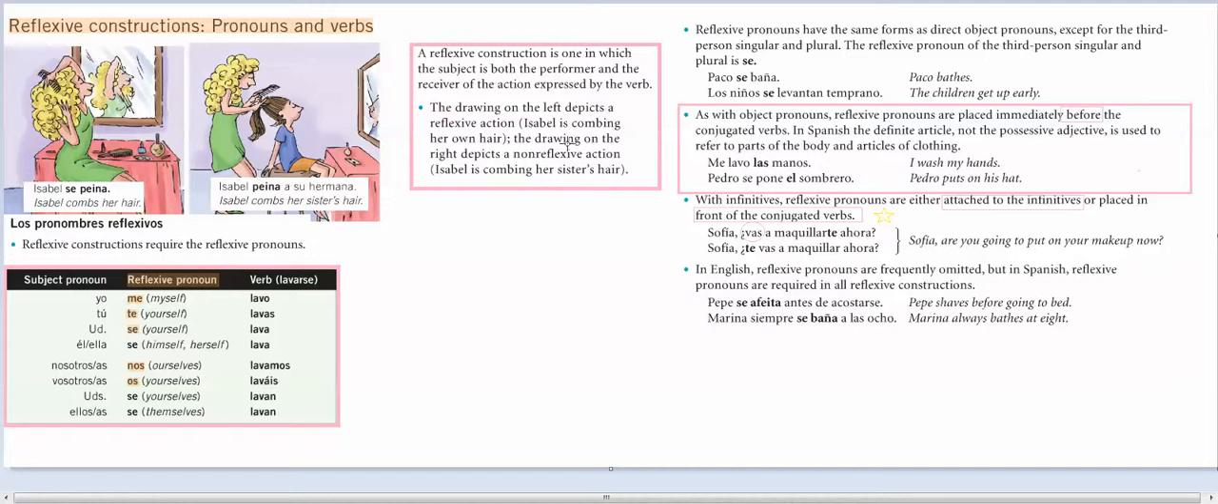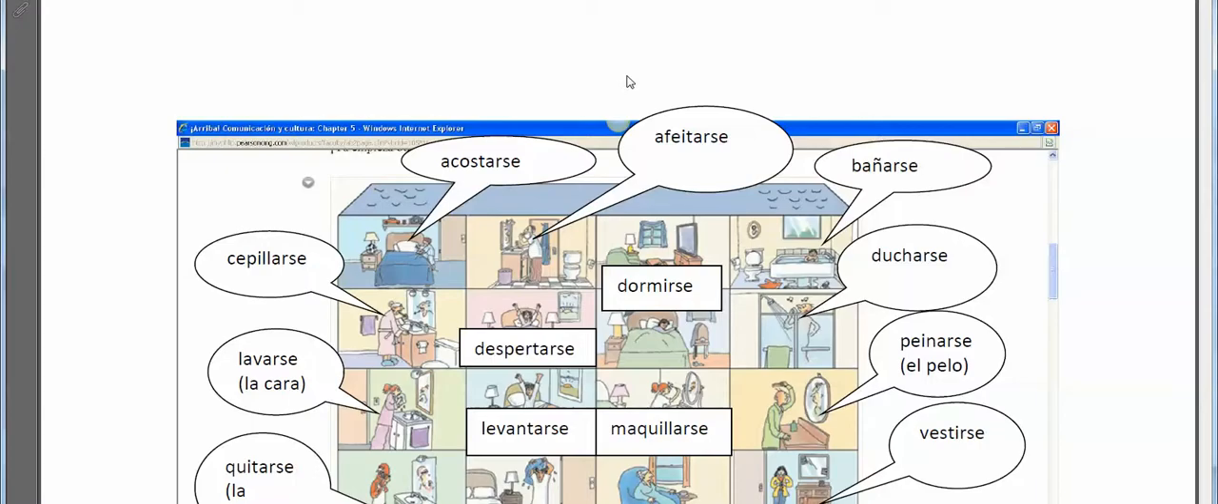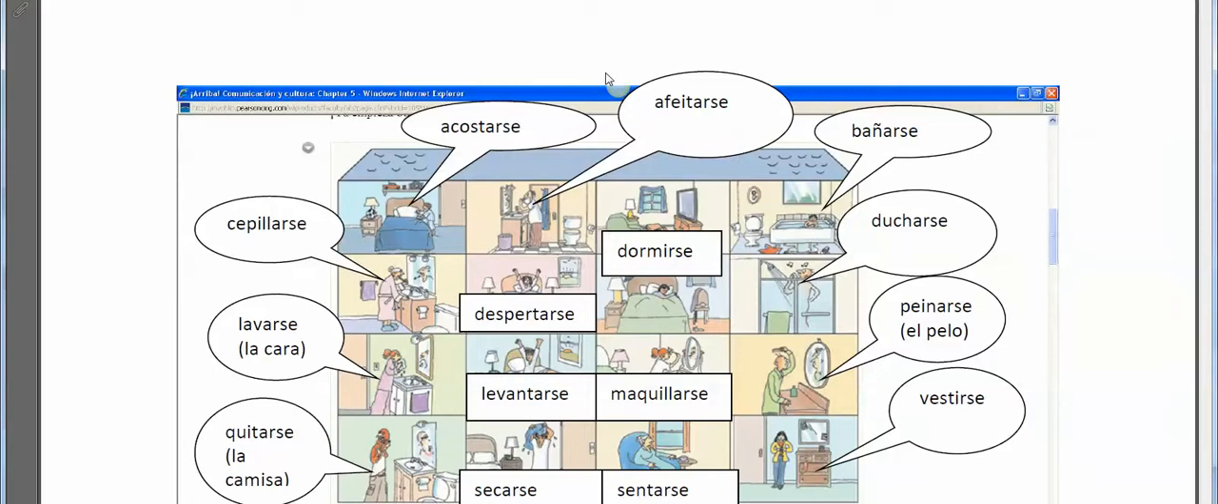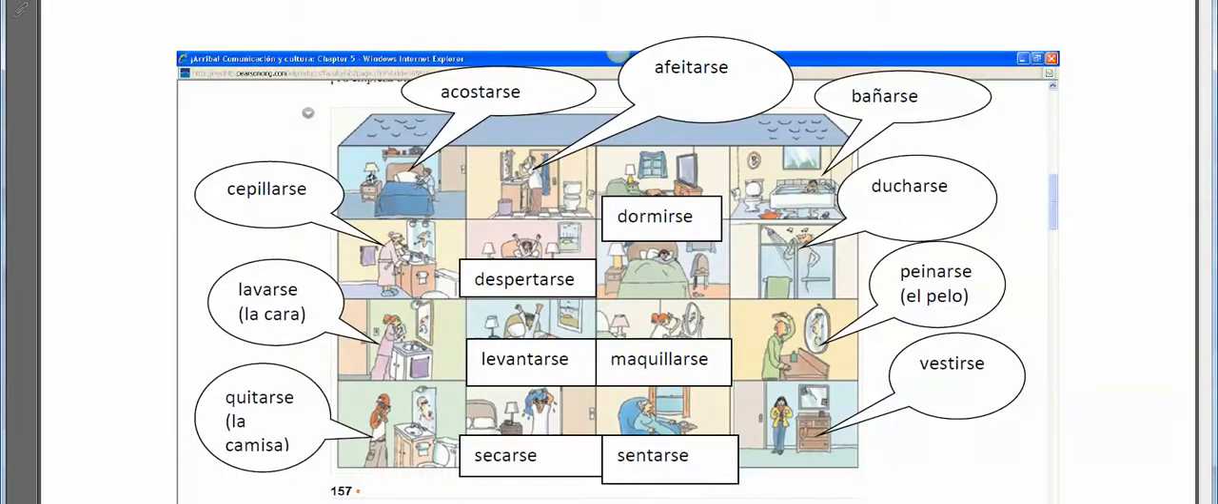Okay, so I'm going to go ahead and talk about reflexive verbs. From my last video, where I was talking about the vocabulary in chapter 5, you'll remember that I talked about reflexive verbs. These are them. They typically have a "se" on the end of them.